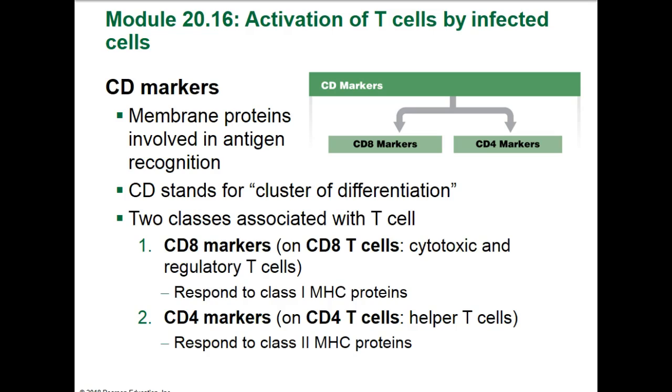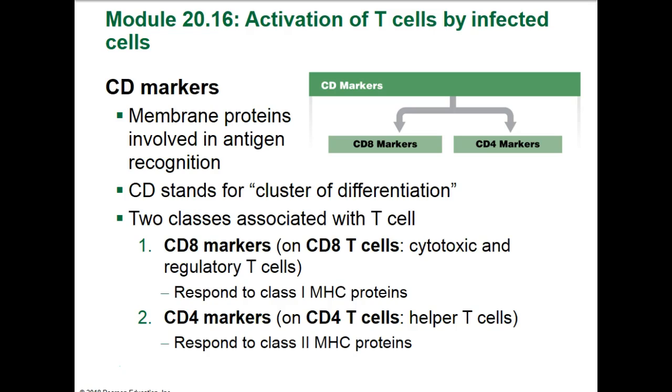Now, your T cells have CD markers. These are the membrane proteins that are involved in antigen recognition. So where your cells and the macrophages have MHC complexes that present the antigen, the markers that recognize the antigen are CD markers. They're called clusters of differentiation. There's two classes associated with T cells.